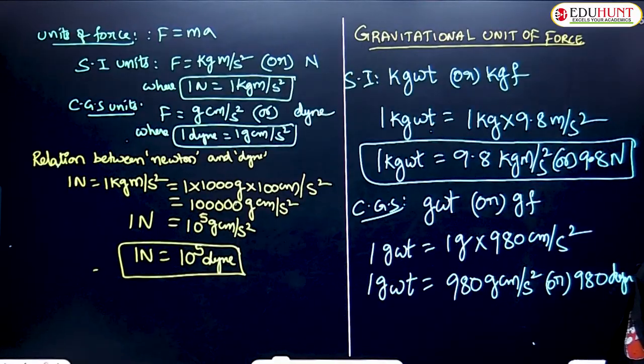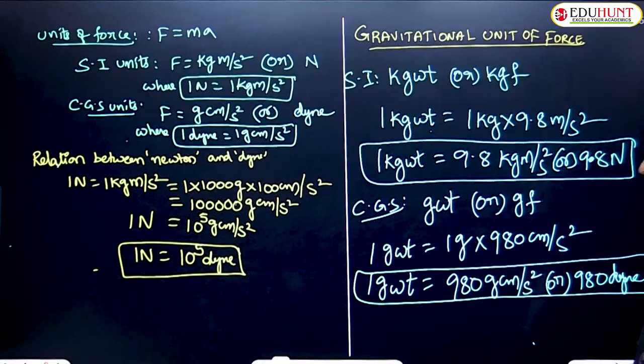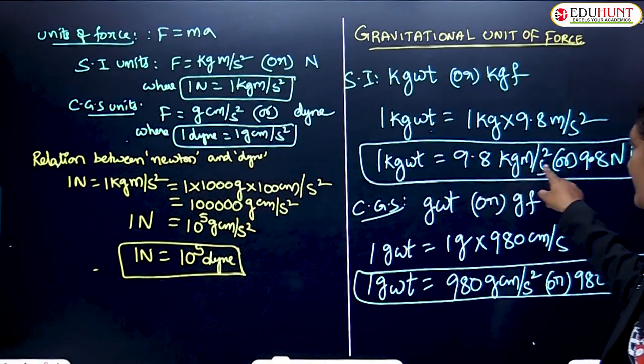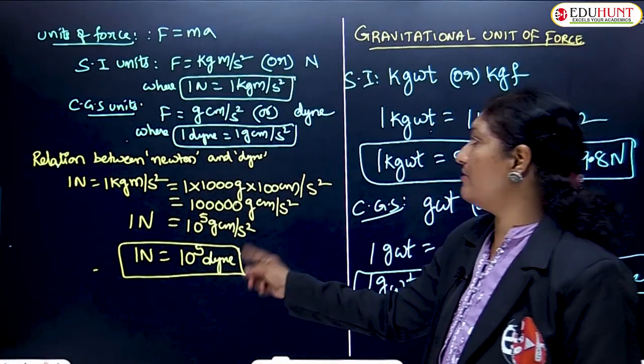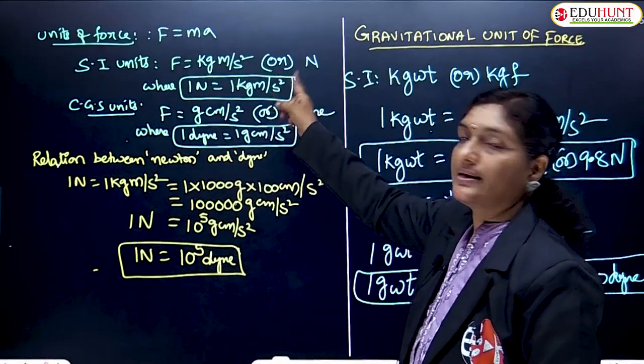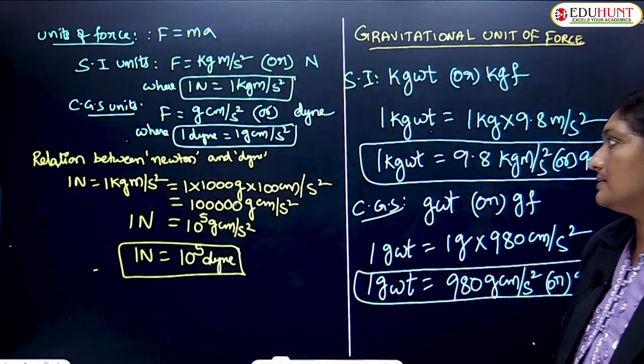So these things you need to remember, children. 1 kg weight is 9.8 kg meter per second square or 9.8 Newton. 1 gram weight is 980 gram centimeter per second square or 980 dynes. 1 Newton is 10 power 5 dynes. 1 Newton means 1 kg meter per second square. 1 dyne means 1 gram centimeter per second square.